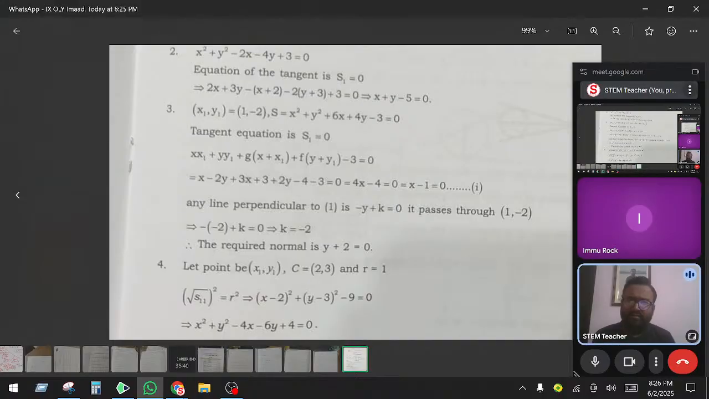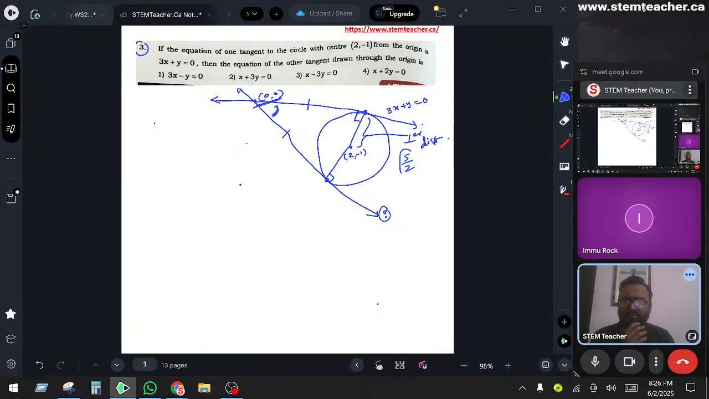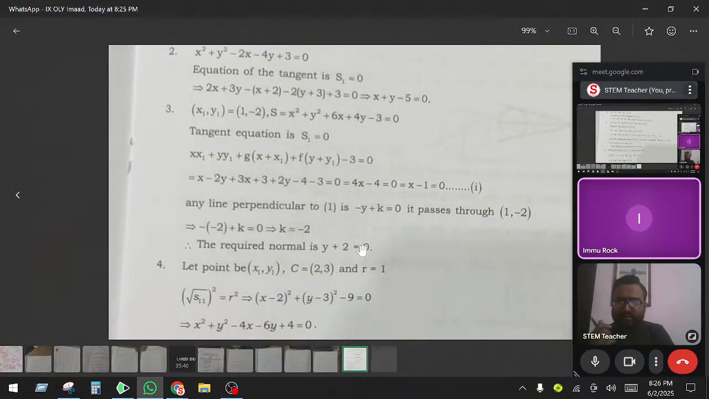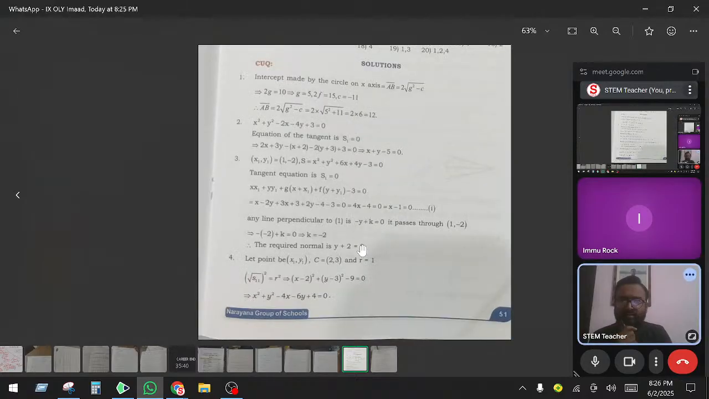Who has given s is equal to? Yes, we have also got it. What is the third question? Oh, sorry, that is CQ. That is CQ. It is L1.